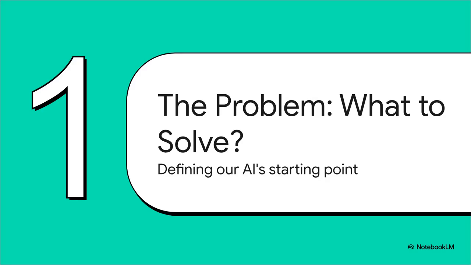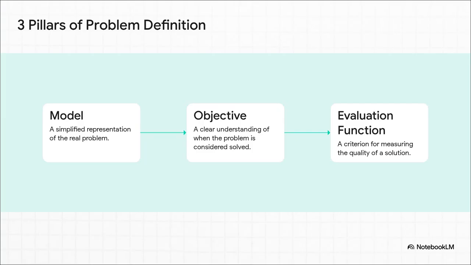Every great AI project, long before the first line of code is ever written, starts with a fundamental question. What problem are we actually trying to solve? This isn't about magic, it's about a methodical approach. And the very first step is to precisely define our battlefield. And to define that problem, we rely on these three pillars.